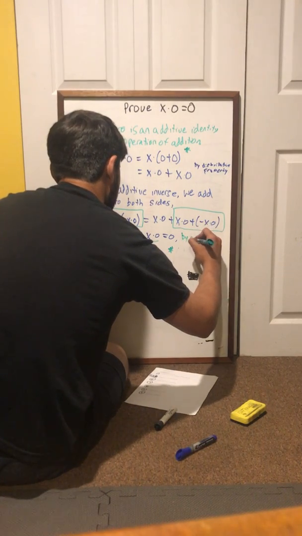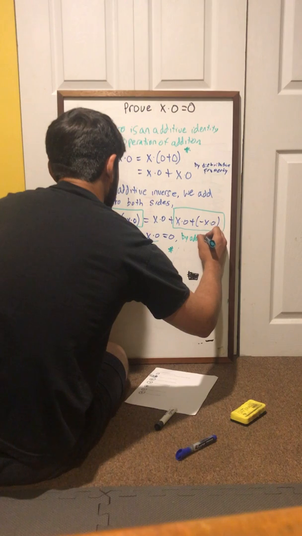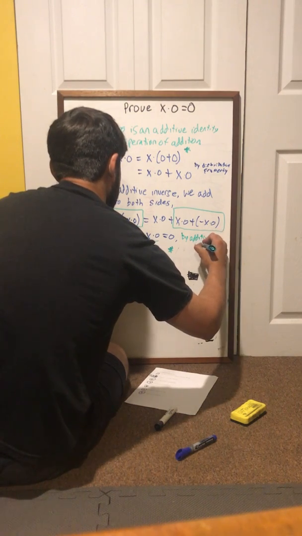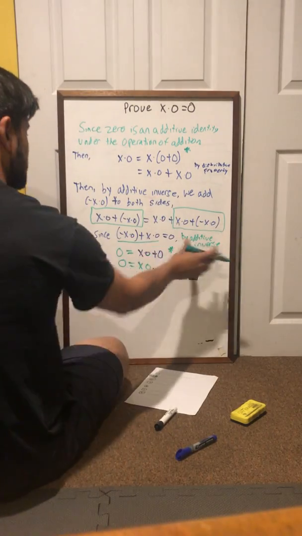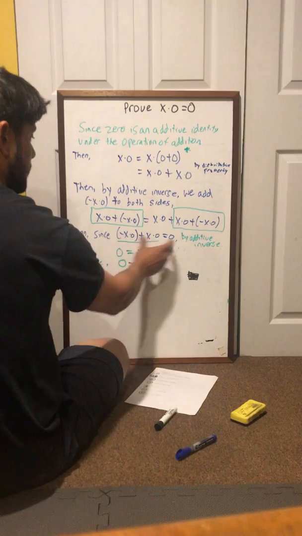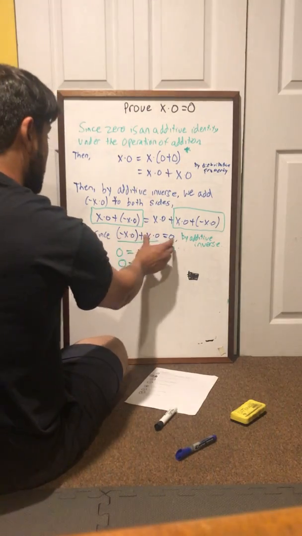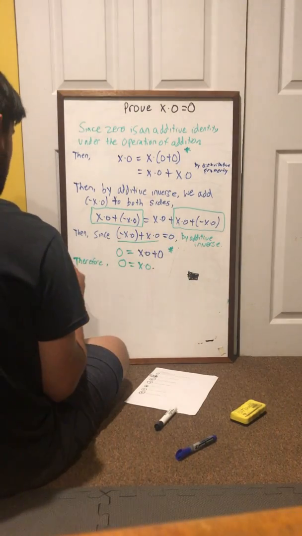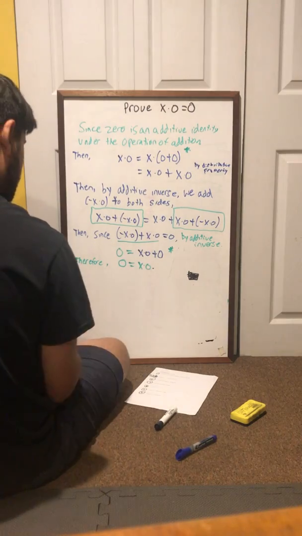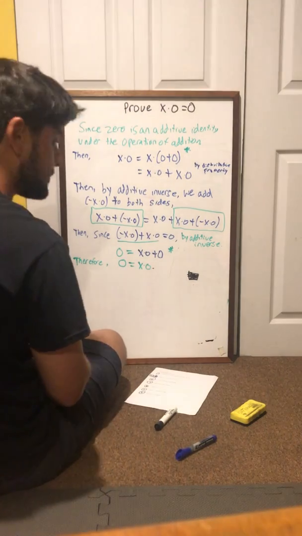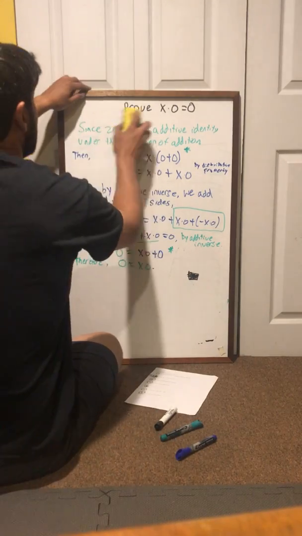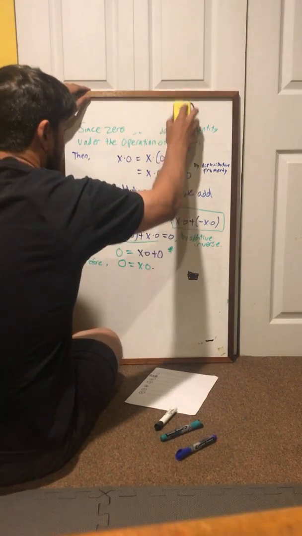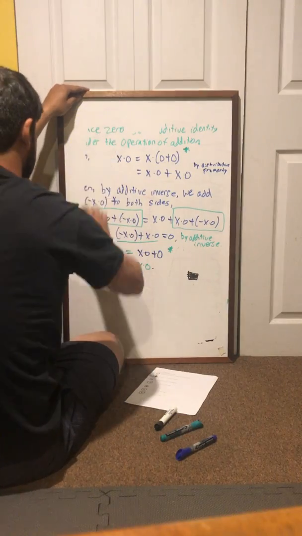By additive inverse. Okay? We explained it before, but just want to make sure that's how we know that this is true. Okay? Alright, and therefore 0 equals x times 0, and we are done. Okay? So that was number 3. Alright?